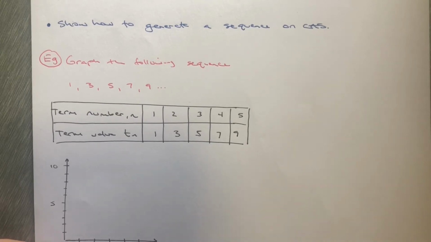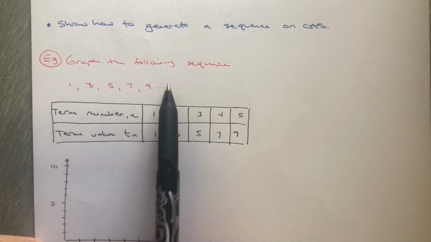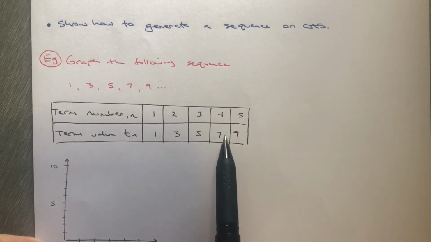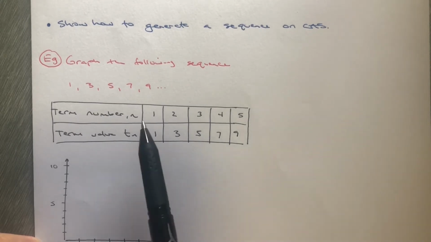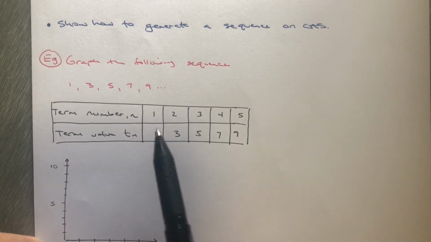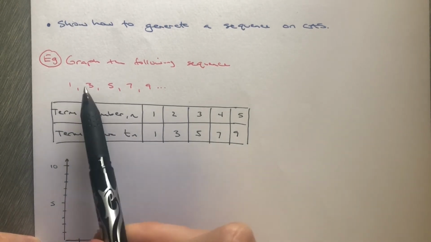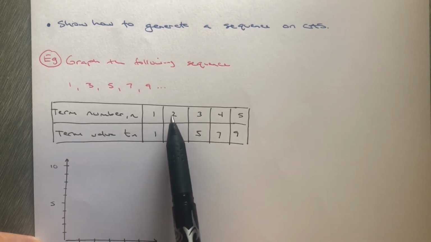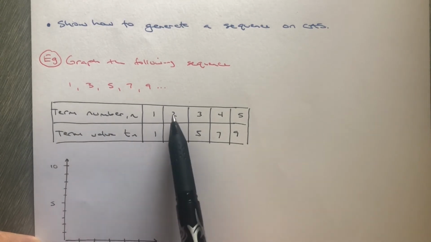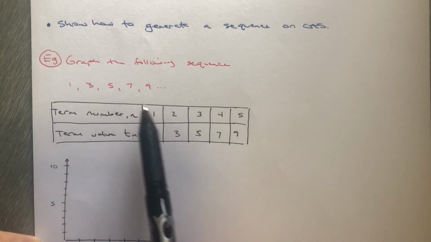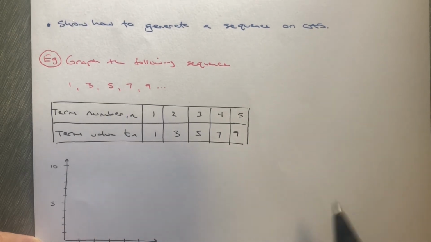One of the things that you might be asked to do is graph sequences. So we've got this sequence here that we've been given. I've already written a table up for you, but it can actually be a good idea to draw these tables up if you've been asked to graph, because it is a bit easier to transfer between a graph and a table. What this table is showing is the different term numbers: first term, second term, third term, fourth term, fifth term, and then the value of that term. The first term has a value of 1, the second term has a value of 3, the third term has a value of 5, and so on.